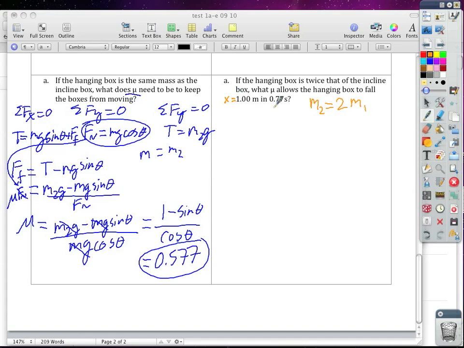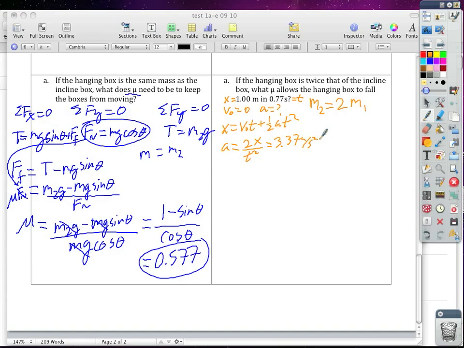This is x. This is t. What was the original velocity of something that just starts moving? V0 is 0, so we just find acceleration. X equals V0t plus 1/2 at squared. A is equal to 2x over t squared. So 2 divided by 0.77 squared gives me 3.37. So this is 3.37 meters per second squared. That's the acceleration that we want. We want the net acceleration to be that.